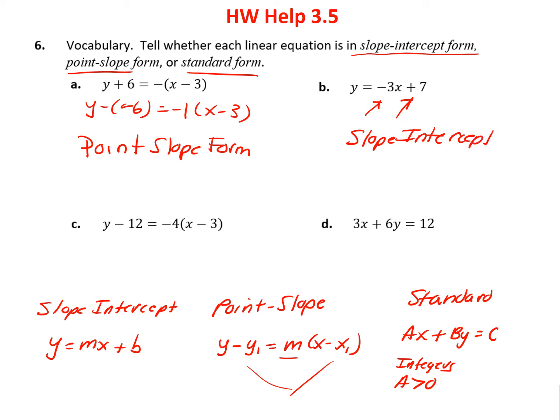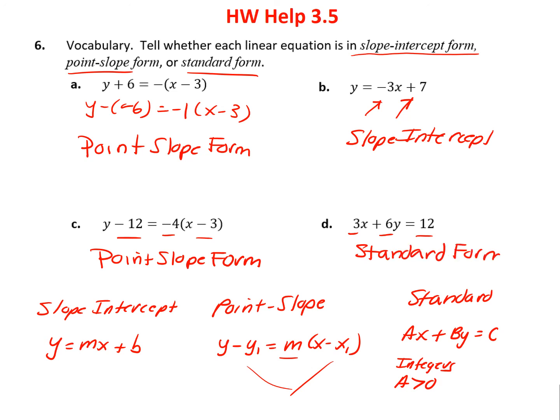Once again here, notice y minus 12. There's my slope, my point, so this is once again the point slope form. And then here is our standard form, ax plus by, and that's our standard form. Okay, so on to the last problem.